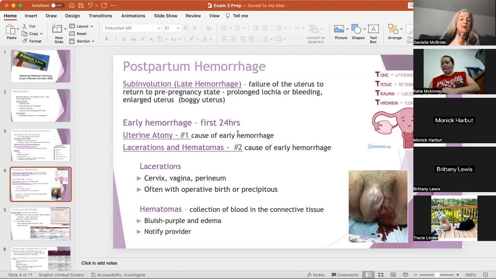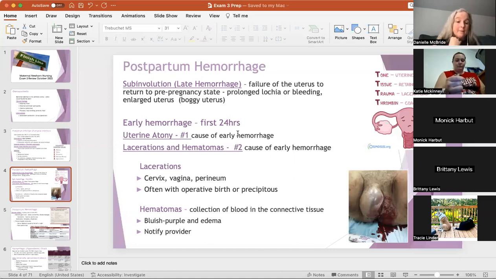Okay, so if we have bleeding and we have a boggy uterus in the first 24 hours, I'm thinking uterine atony. How would I know? If I see bleeding, what's the first thing I should do? I'm going to check the fundus. Massage the fundus, and then I'm going to know, is it firm or is it boggy? If the fundus was firm and I still saw a trickle of bleeding, then what do I think might be causing the bleeding? Some type of laceration.